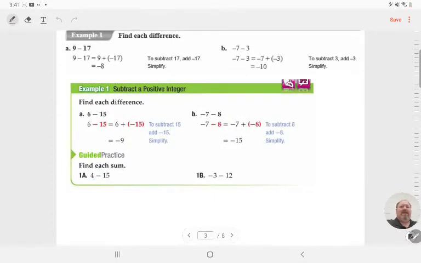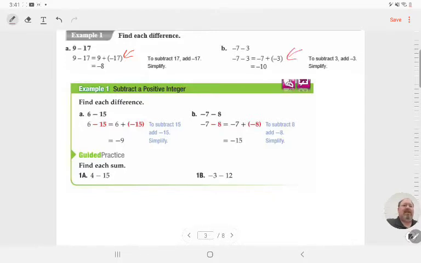We have 9 minus 17. We can rewrite that as 9 plus negative 17. Now they're opposite signs. One's positive, one's negative, so we subtract them. 17 minus 9 is 8, and keep the sign of the larger absolute value, which would be 17, so it's a negative 8.